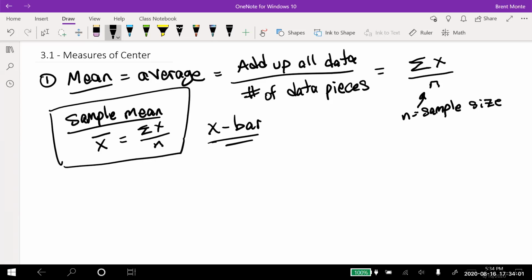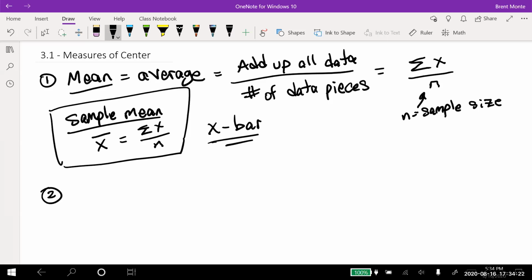And the average works real well. A lot of times you'll be in class, the instructor will talk about the average score on the test. We may talk about your average GPA, all those types of things. Average number of kids, or the average number of people that live in a household. All of those would be the mean or the average, and they work really well.